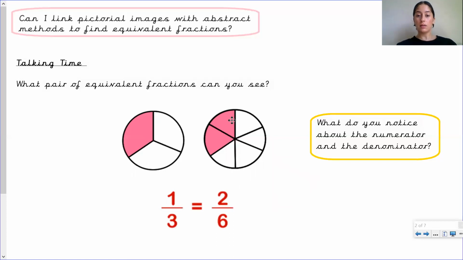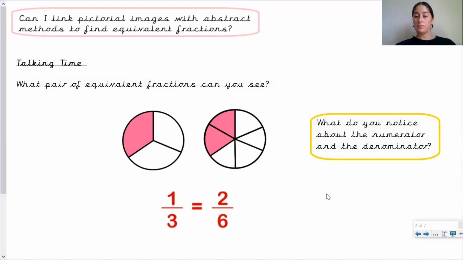And here our circle is divided into 1, 2, 3, 4, 5, 6 equal parts, and 2 of the parts are shaded. So 2/6 of the image is shaded. If we look really carefully, even though this circle is divided into a greater number of parts, the parts that are shaded are equal. They are the same size. So 1/3 is equal to 2/6. They are equivalent fractions.